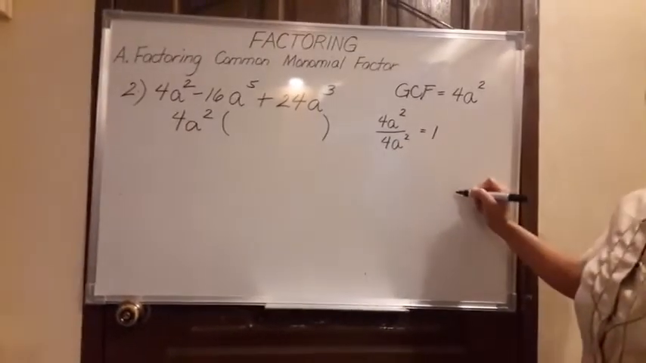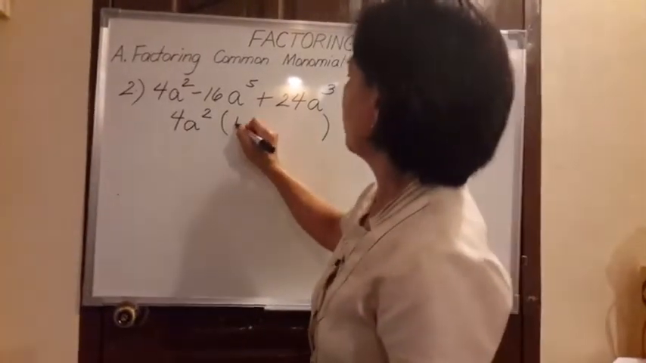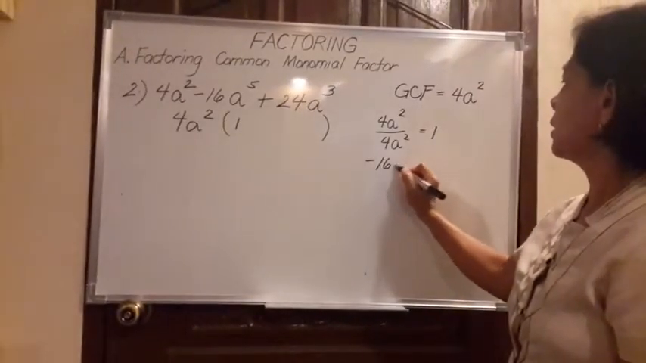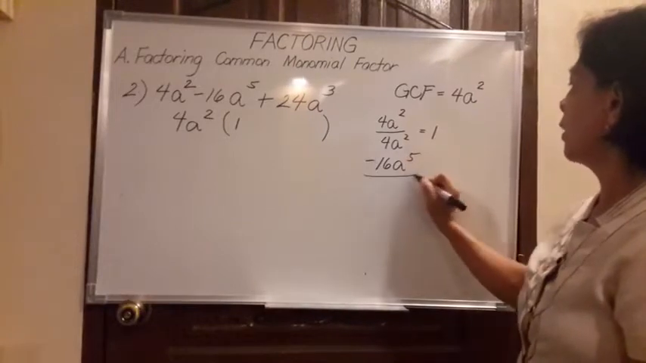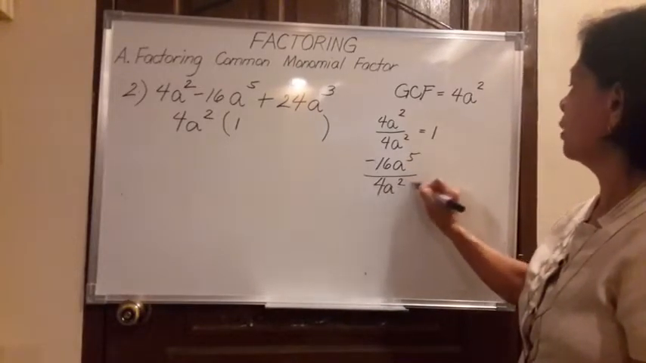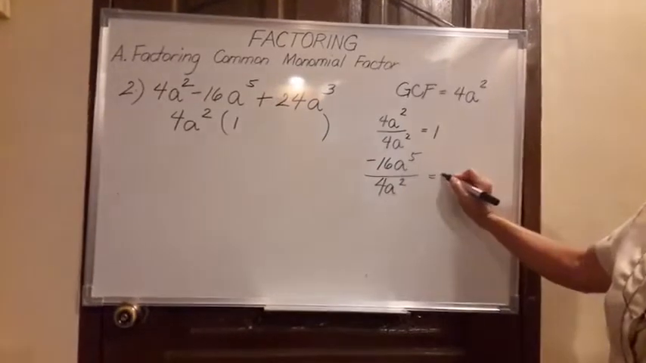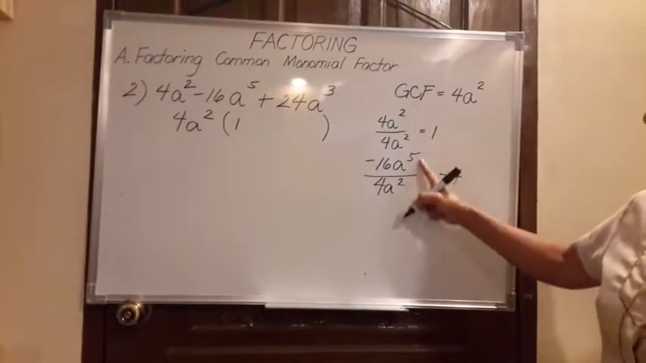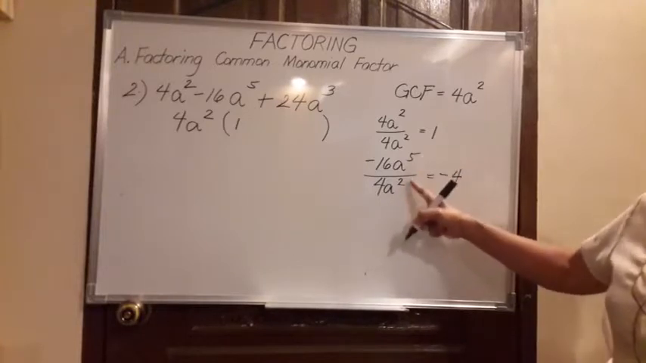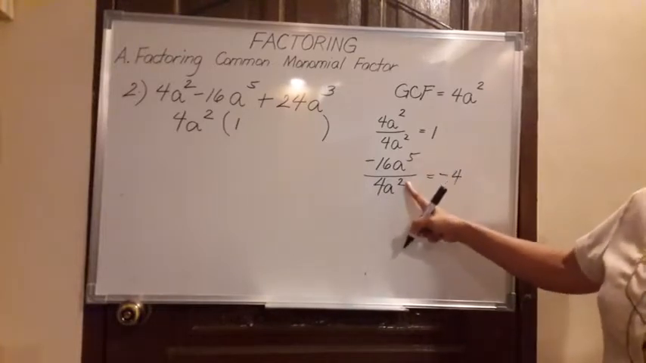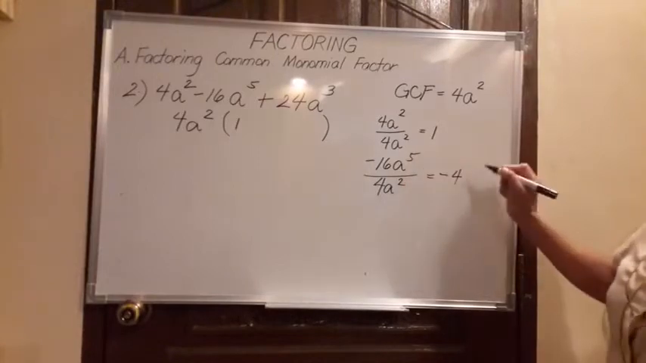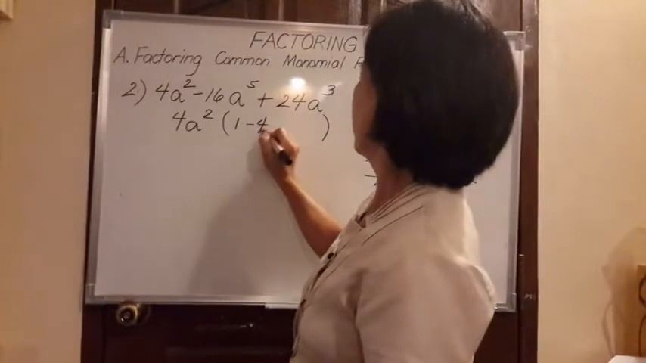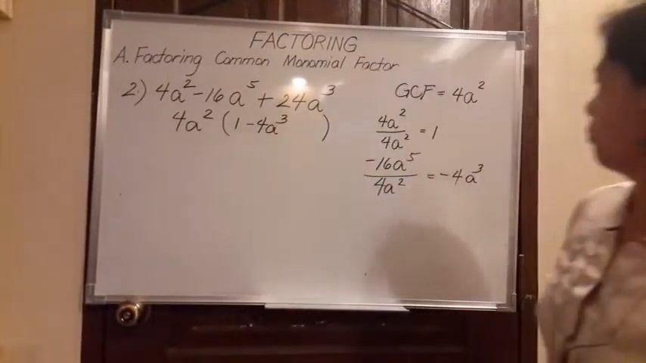Answer is 1. So we have positive 1. Next, second term, negative 16a to the 5th, divide by the greatest common factor. Negative 16 divided by 4 is negative 4. Then a to the 5th divided by a squared. How are we going to divide this? Simply subtract the exponent. What is 5 minus 2? Yes, that is 3. And therefore, we have negative 4a cubed.